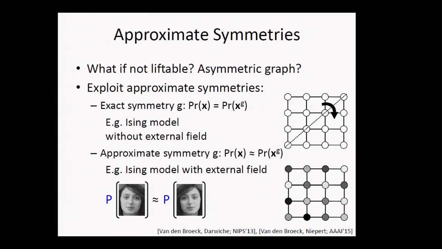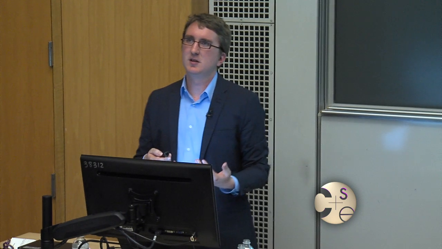Now, of course, in the real world, you have some evidence that says that, for instance, this top left pixel is darker than this top right pixel, and now all of these symmetries are broken, right? So now, no symmetries, no lifted inference. But you can still talk about approximate symmetries. You can still say that if you rotate this graph, the probability of that picture is going to be approximately the same as the one we had before.